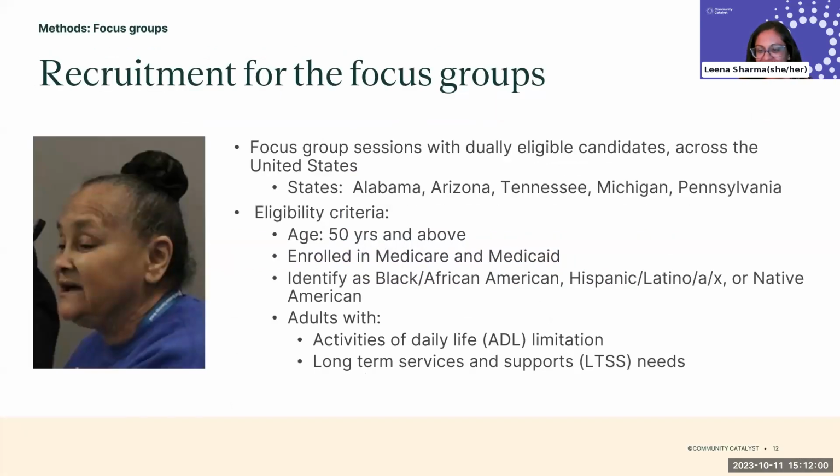Carrie? Thanks, Lena. So our next step was to conduct focus groups with dually eligible people to learn the ways in which the patterns that we'd seen in the previous components of the study were playing out in people's everyday lives and to understand some of the reasons for those patterns. So we conducted virtual focus group sessions with people in 5 states: Alabama, Arizona, Tennessee, Michigan, and Pennsylvania. Eligibility criteria were that people had to be 50 years of age or above. They had to be both enrolled in Medicare and Medicaid, identify as Black or African American, Hispanic or Latinx or Native American, and they had to be adults with activities of daily life limitation and with long-term service and support needs. Next slide, please.